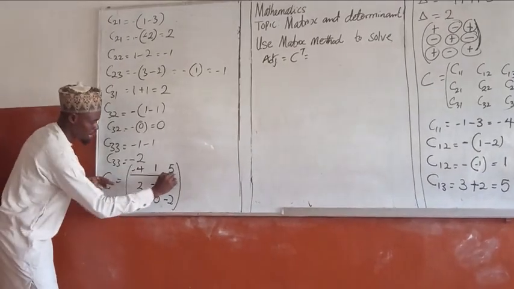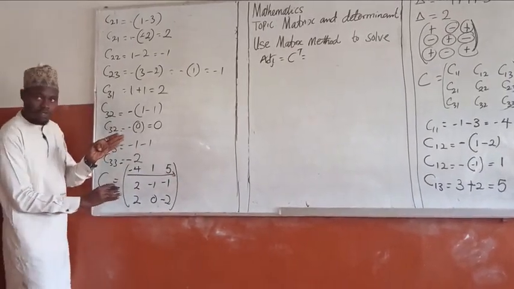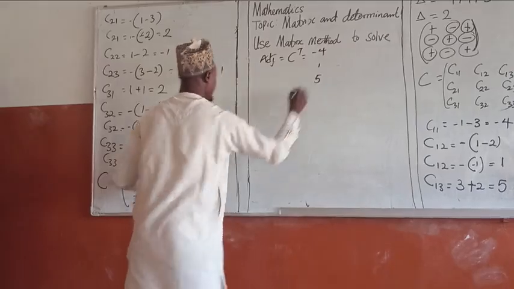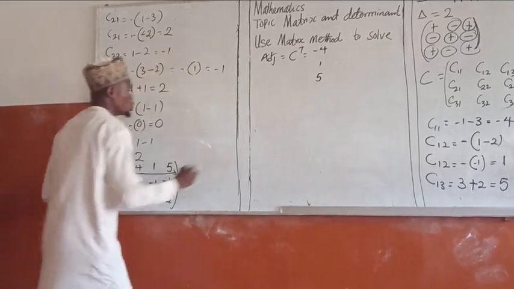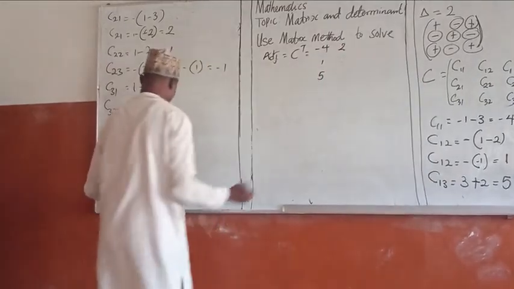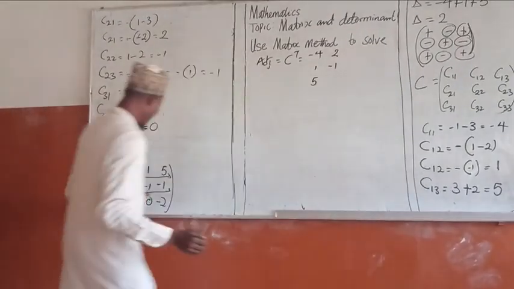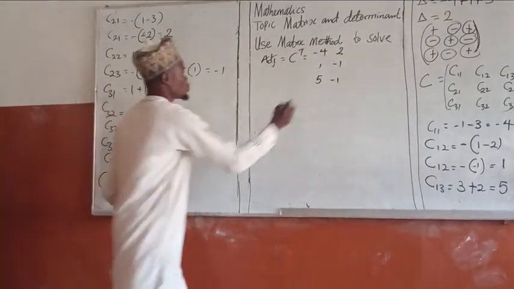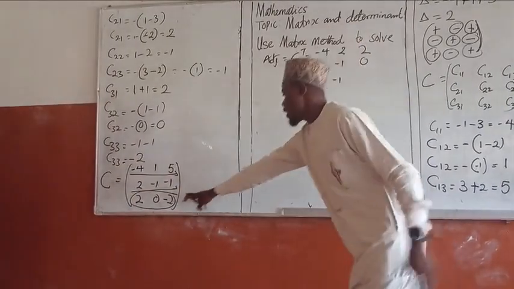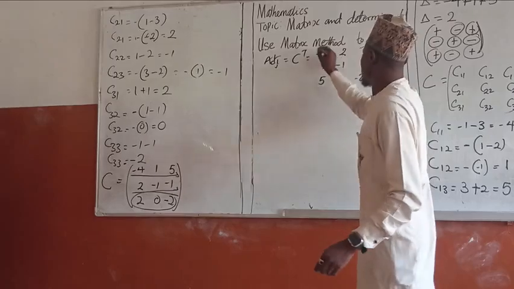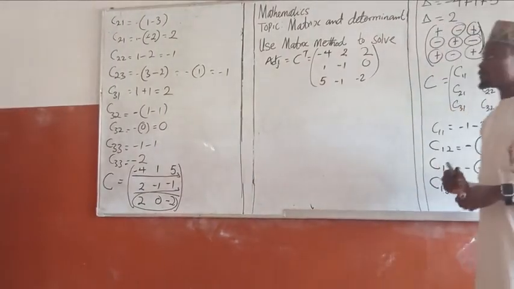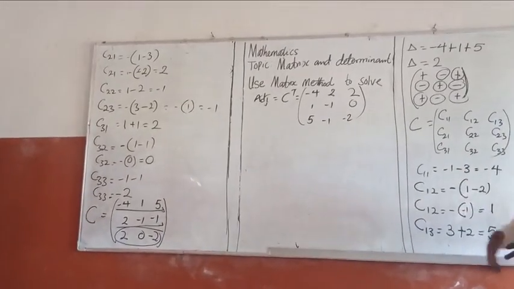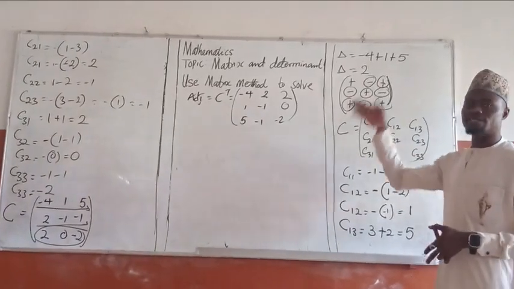This is the first row. I'll change it to a column, like this, which is -4, 1, and 5. Then the next one is this: 2, -1, and -1. Then the last one is this: 2, 0, and -2. This is the adjoint of the matrix. Now we have covered three steps: we have found the determinant, the cofactor, and the adjoint.